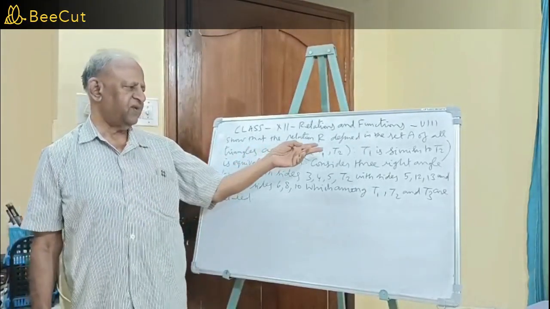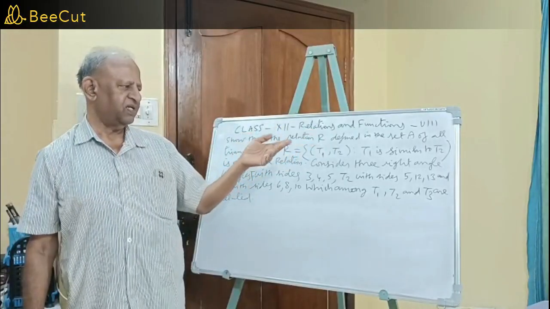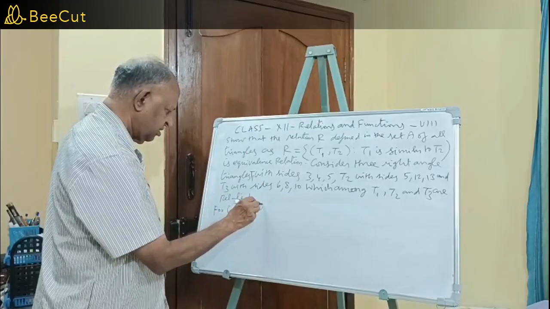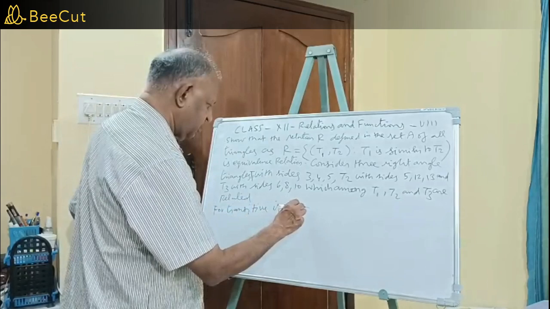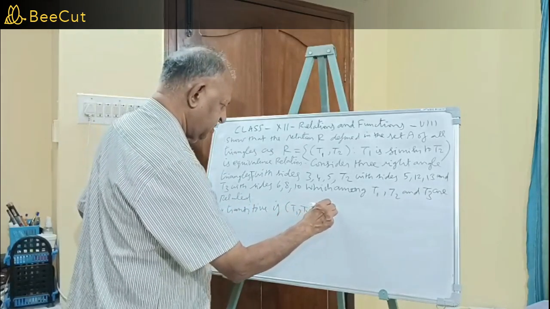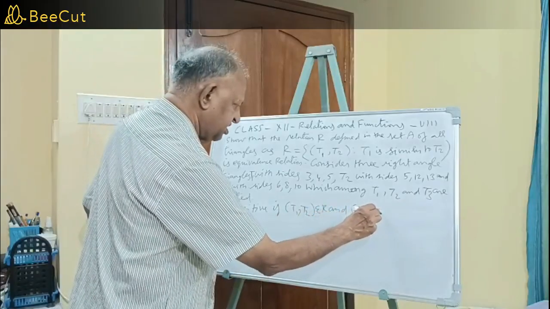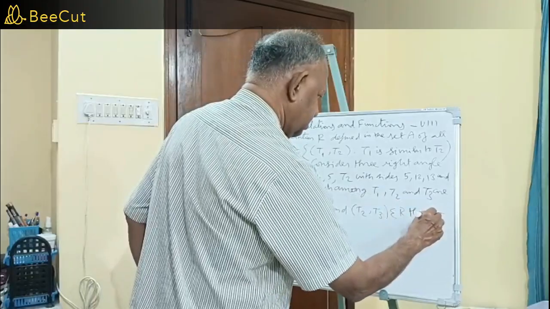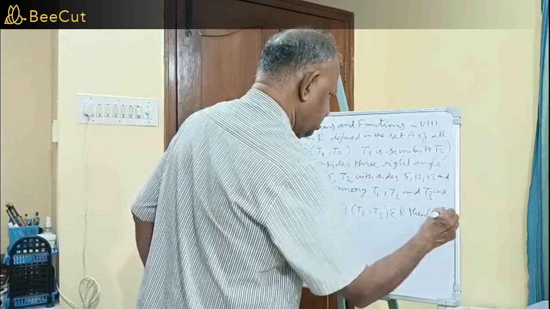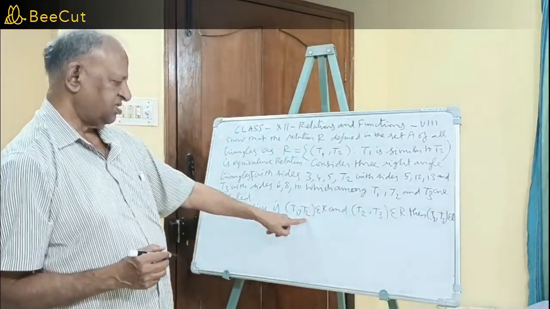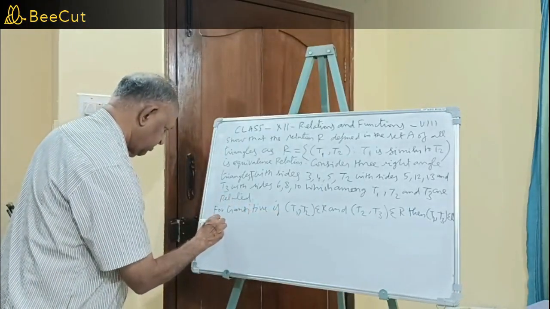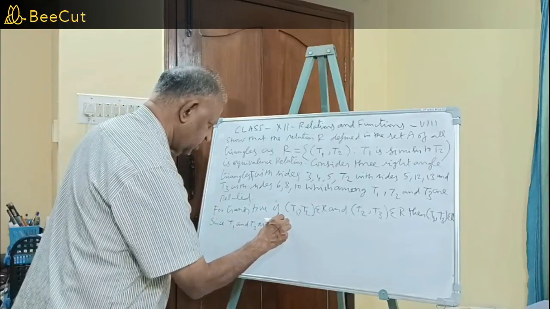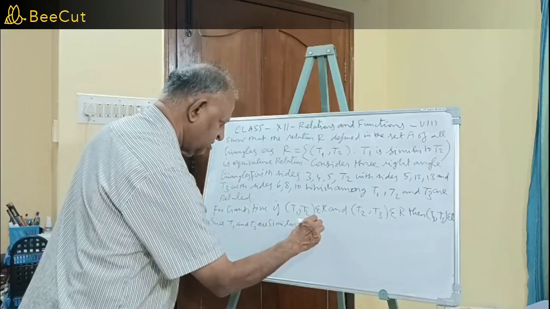For transitive, if (T1, T2) belongs to R and (T2, T3) belongs to R, then (T1, T3) belongs to R. Since T1 and T2 are similar, (T1, T2) belongs to R.